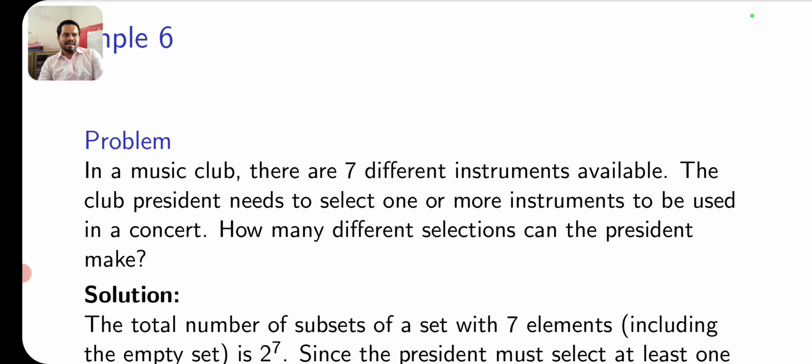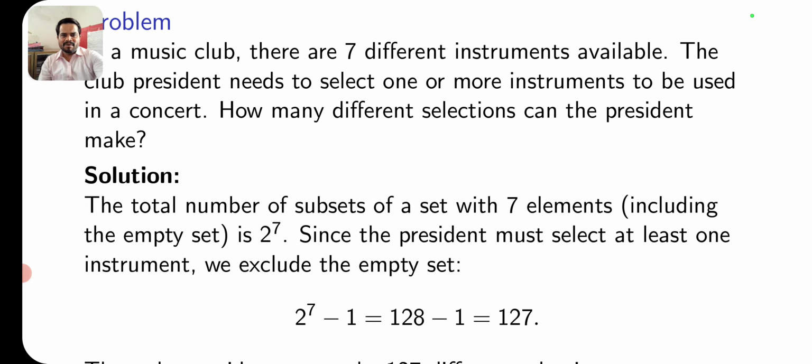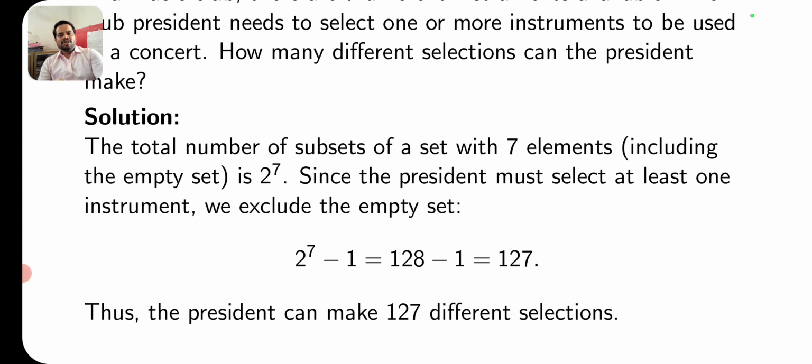Here n is 7. The total number of subsets of this set with 7 elements, including the empty set, is 2 raised to 7. Since the president must select at least 1 instrument, we exclude the empty set, and it is given by 2 raised to 7 minus 1. Thus the president can make 127 different selections. Yes. So in today's lecture we have solved 6 examples and a theorem on partition of a group. Yes. So we will stop here.